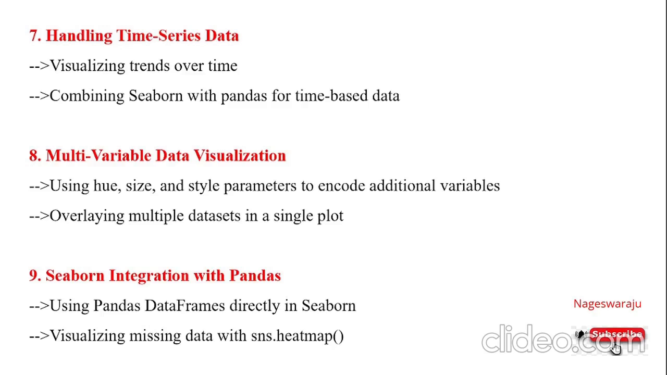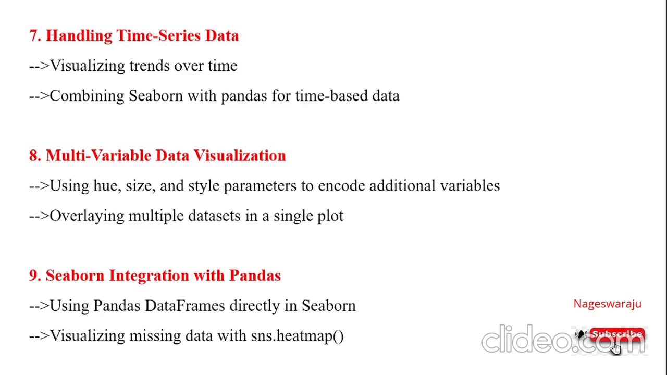Next, overlapping multiple datasets into a single plot. For example, when we are designing multiple plots into a single plot, we do not want overlapping. Sometimes it will be overlapping and we get confused. To overcome this problem, we give different kinds of styles, as well as different kinds of colors or also different kinds of symbols. How we give these, I will tell you in the next session.